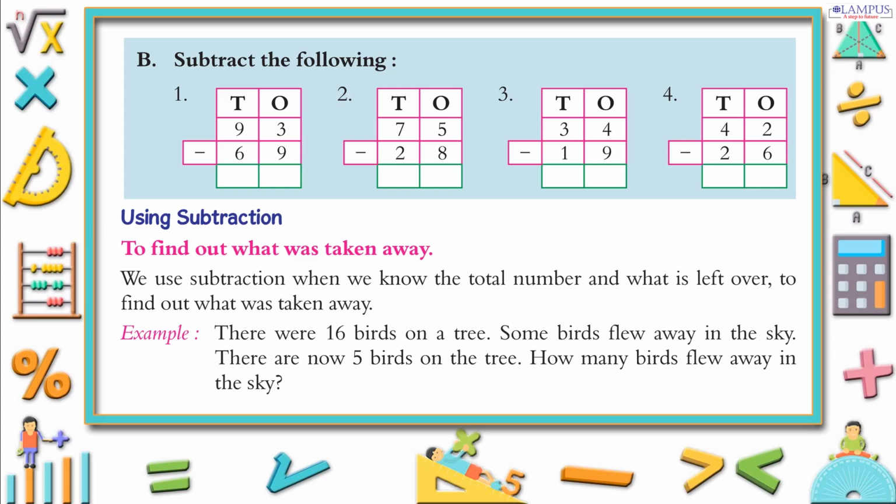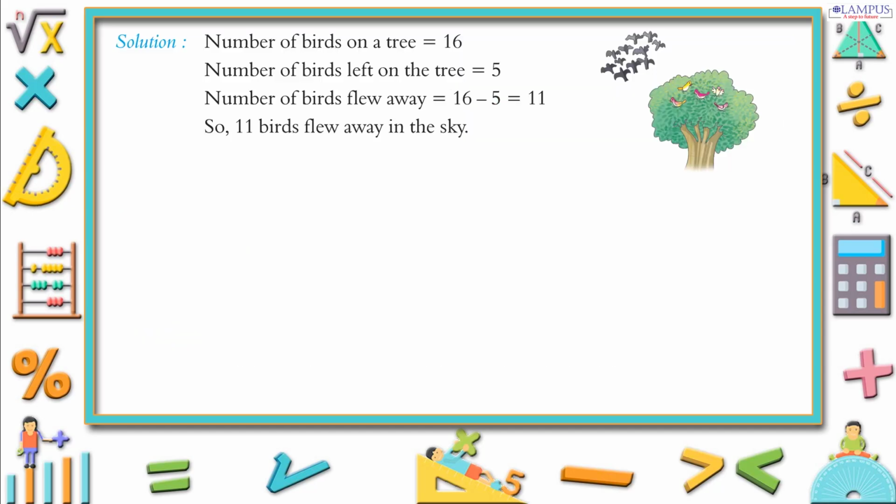away. Example. There were 16 birds on a tree. Some birds flew away in the sky. There are now 5 birds on the tree. How many birds flew away in the sky? Solution. Number of birds on a tree equals 16. Number of birds left on the tree equals 5. Number of birds that flew away equals 16 minus 5 equals 11. So, 11 birds flew away in the sky.